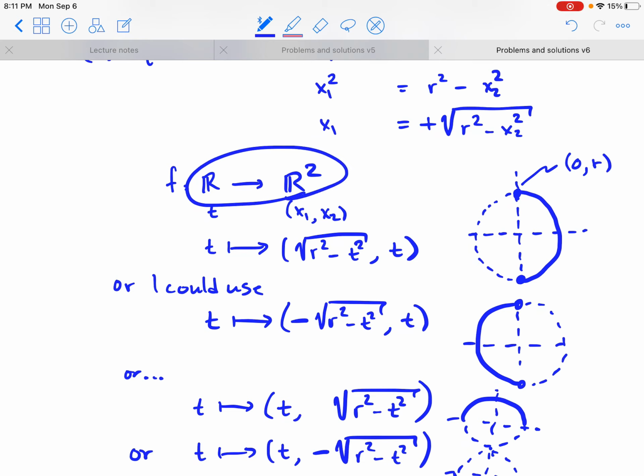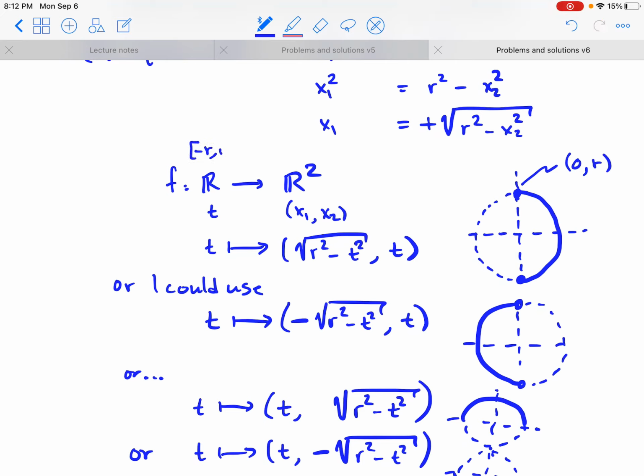And note here that in all these cases, I wrote the map from R to R2, but actually this map isn't defined on all of R. Well, this part of the function has no problem; those parts are defined on all of R. But if I try to plug in inputs where t is bigger than r or smaller than minus r, then this will be a negative number inside, and the square root won't know what to do with it.